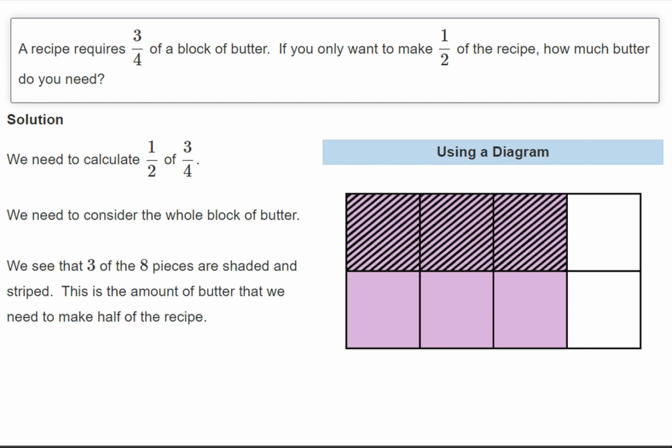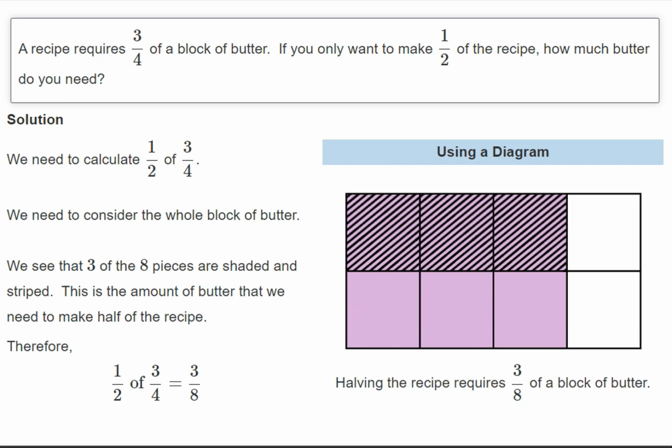Now we see that 3 of these 8 pieces are both shaded and striped, and this represents the amount of butter that we need to make half of this recipe. Therefore, 1/2 of 3/4 is equal to 3/8. Our final conclusion is that halving the recipe requires 3/8 of a block of butter.